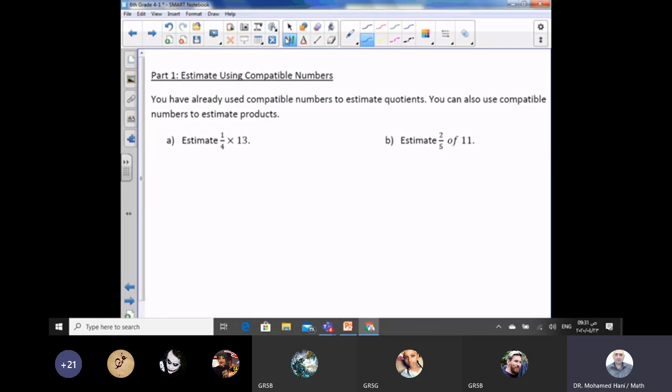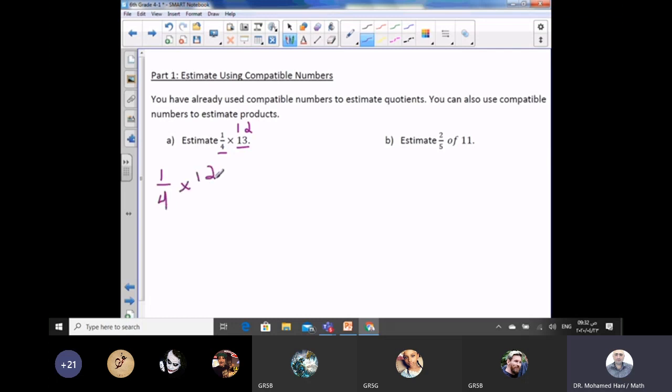Estimate 1/4 times 13. When we're talking compatible numbers, you want a whole number compatible with your denominator. So 13 is closest to which multiple of 4? And remember, you want the closest one. Well, 12 is close to 13, and 12 is compatible with 4. 12 is a multiple of 4. So really what we're doing here is 1/4 times 12.